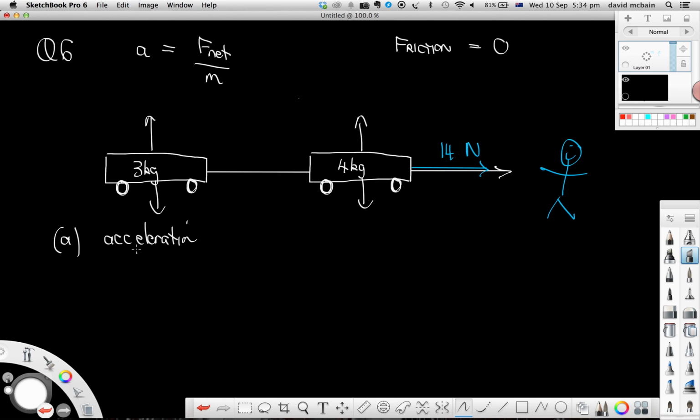Where were we? We're working out the acceleration of this system here, and we've just decided that there's no friction and there's no other forces acting in the direction that the objects would be accelerating in this plane, so we're pretty safe in assuming the only force acting to accelerate these objects is the 14 newtons. So that is the net force. The net force is going to equal 14, and the mass, because all of this, is going to be 7. So 14 divided by 7 is 2. So the actual answer is 2 meters per second squared. That's the acceleration of both trolleys.